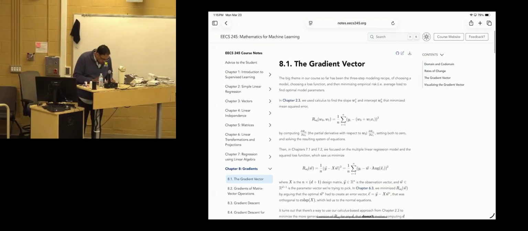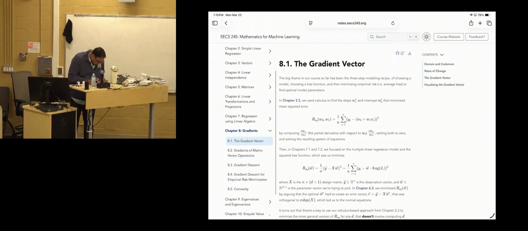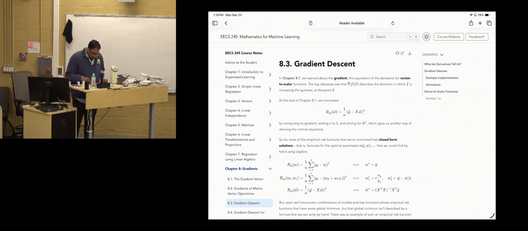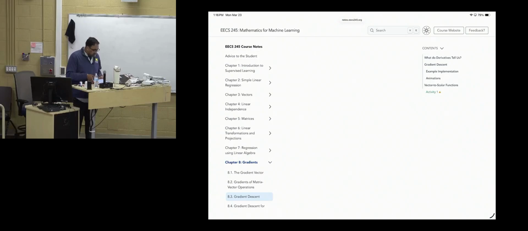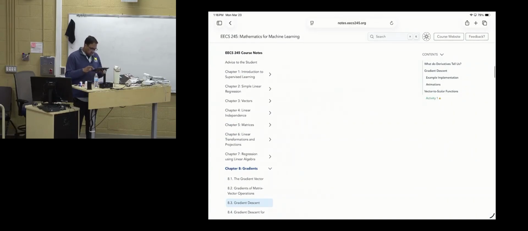How does all of that change when we look at, I'll let this load here, functions with multiple input variables? Because now the derivative doesn't just have a sign, but its gradient has a direction. Let's let this load here.